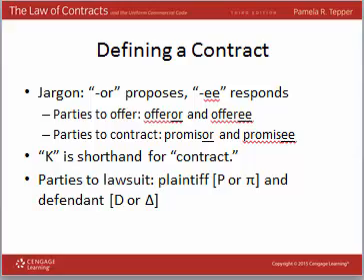When we're talking about the beginnings of a contract, we deal with a promisor or a promisee. The person who makes a promise is the promisor. The person to whom the promise is made is the promisee. Same thing with offeror and offeree. The offeror is the person making the offer. The offeree is the person to whom the offer is made.